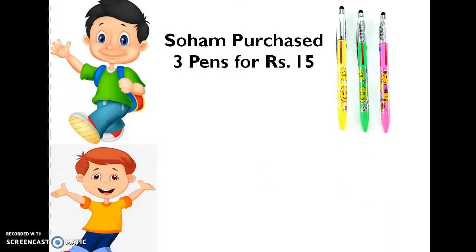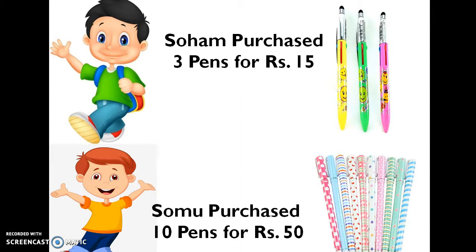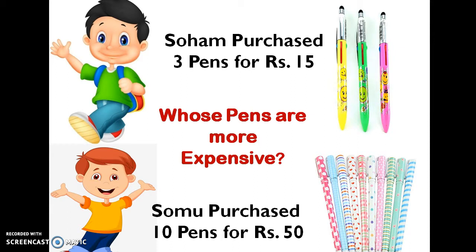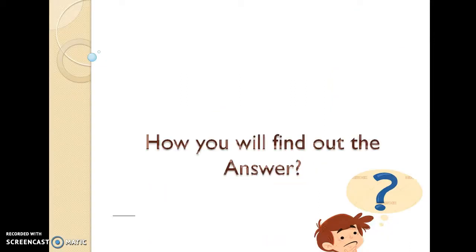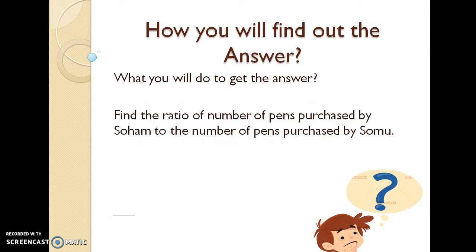There is a problem over here. Soham purchased 3 pens for rupees 50 and Somu purchased 10 pens for rupees 50. If we want to know whose pens are more expensive, how will you find out the answer? Yes, you will find the ratio.